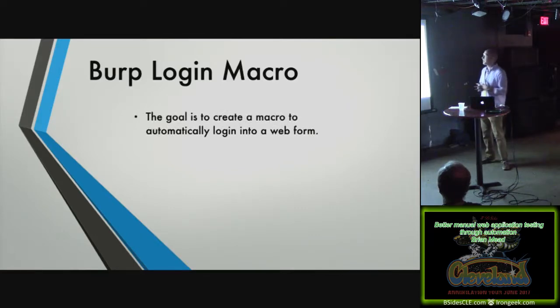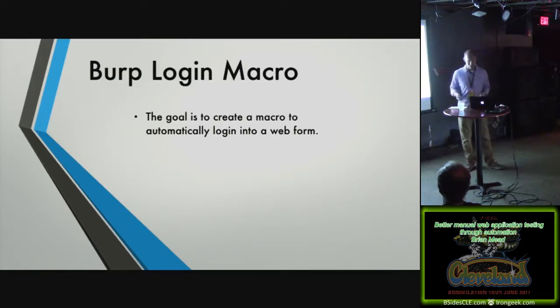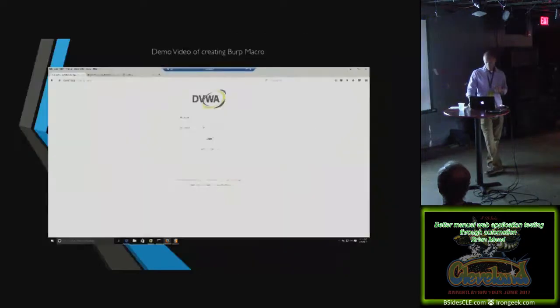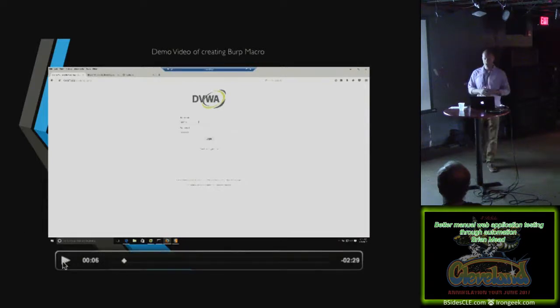I wanted to do a demo, but I was nervous to do demos because I know sometimes the demo gods don't cooperate. So I did a video, and I hope everybody can see this. Again, we're using the Damn Vulnerable Web Application. We're essentially going to log in, look at that traffic inside of Burp, and then create that macro to replay that traffic.